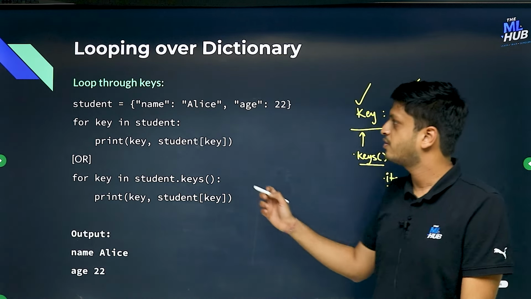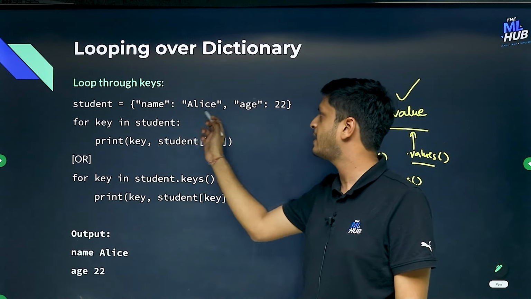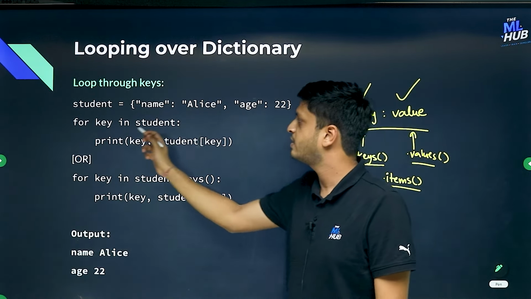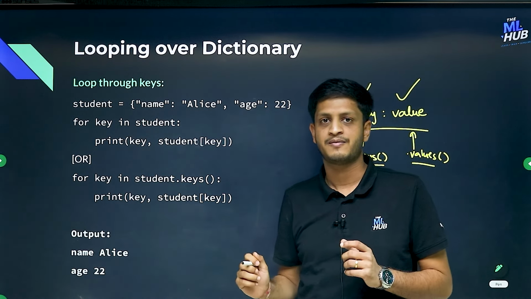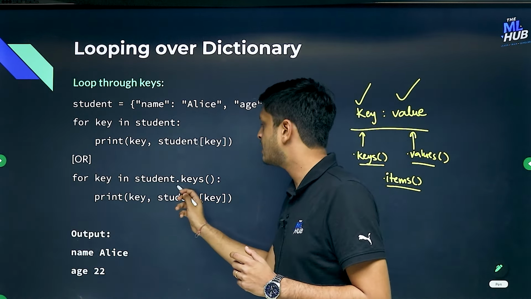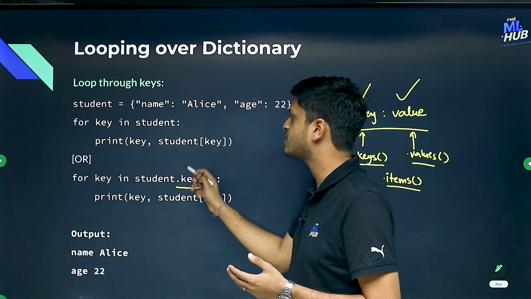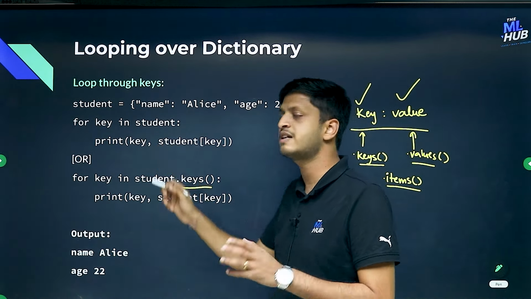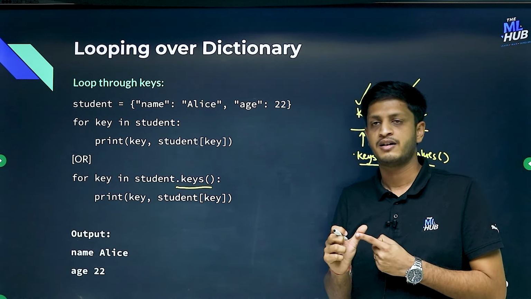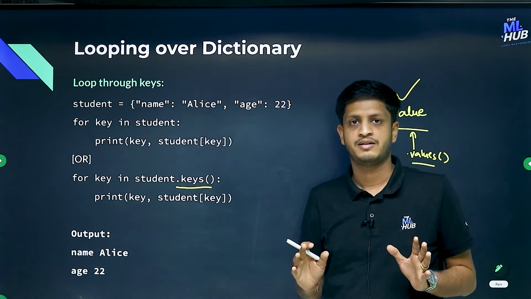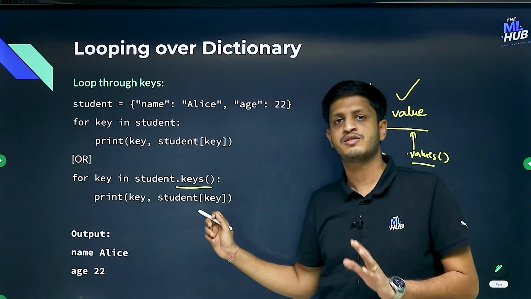Okay. So if you want to loop through the keys of a dictionary, let's say there is a dictionary containing name Alice and age 22. Then you can write for key in student. See, for key there is a special thing. You can use the dot keys function also. This will also give you keys. And even if you don't use the dot keys function, by default, if you iterate over a dictionary directly as an object, then also you will get keys only.